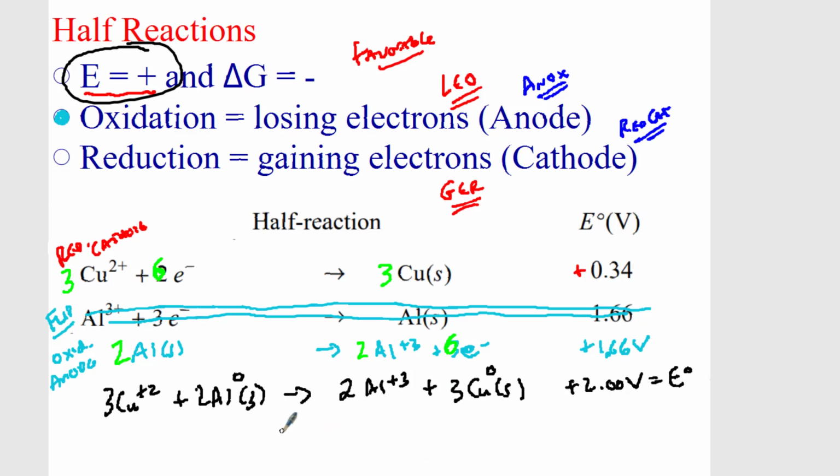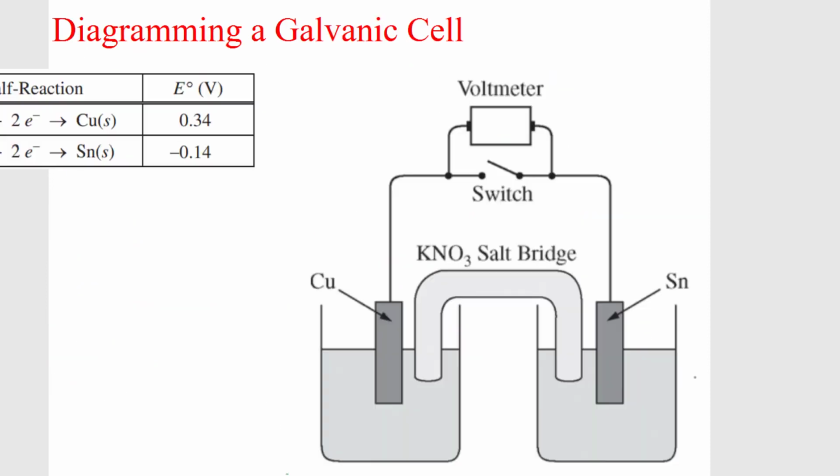And how many electrons were transferred? 6 electrons were transferred. And as electrons get transferred, that means current or amps, I, right? Current is going to be moving, which creates the electricity. And so that is the half reactions.